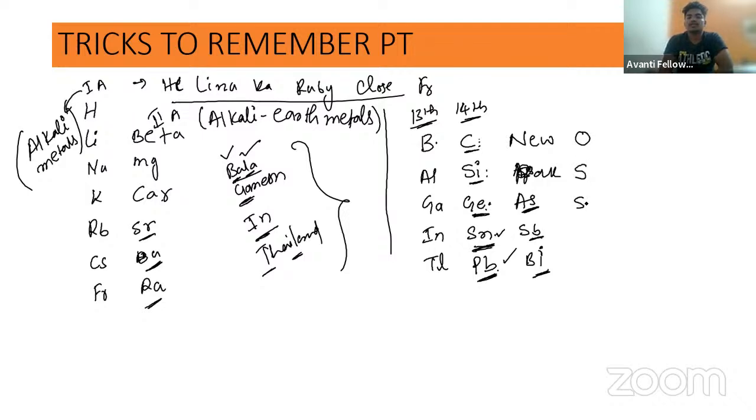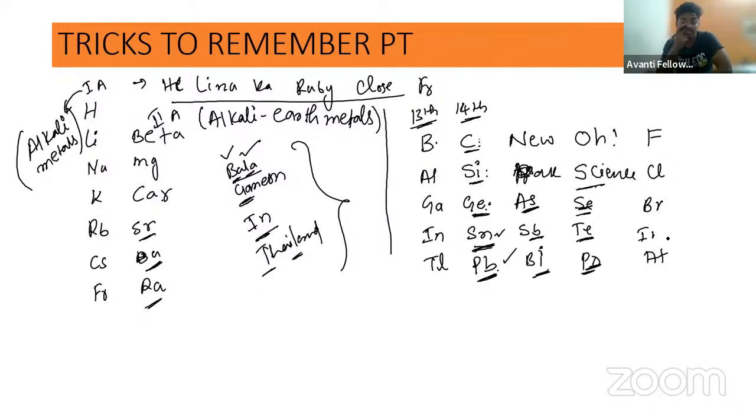Oxygen, sulfur, selenium, tellurium, polonium. How can you remember this? Ho, science se tere ko problem hai. You can remember this one. Next one: father, collector, brother, inspector, attention. Very, very important. Father, collector, brother, inspector, attention.